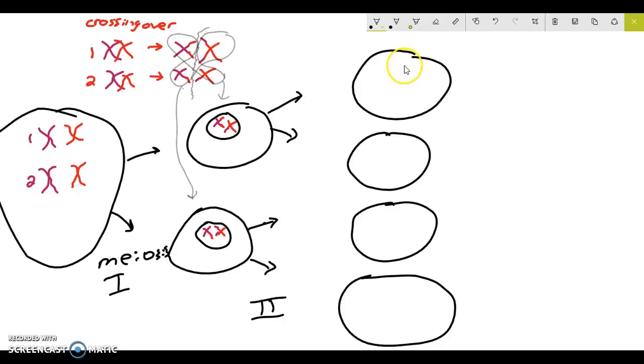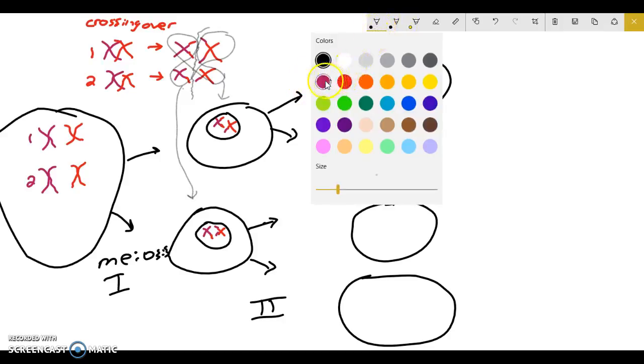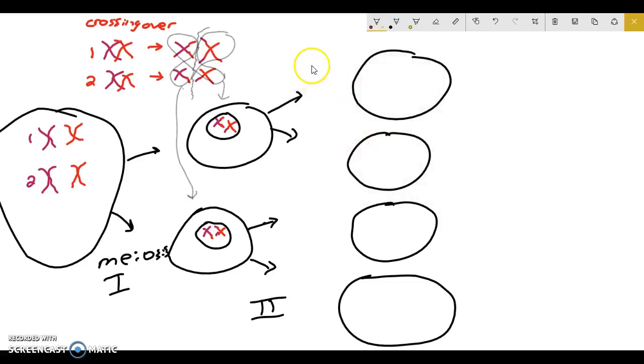Chromosomes condense in prophase, they go into metaphase, anaphase, telophase, etc. But the key here, when they are going into anaphase, they rip apart. So we have this chromosome ripping apart, and it will rip apart.